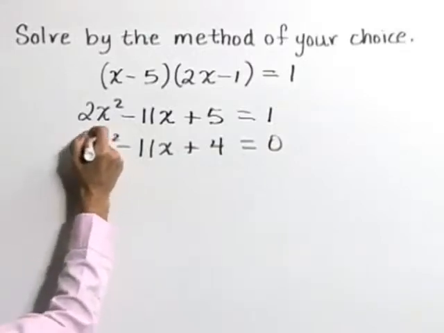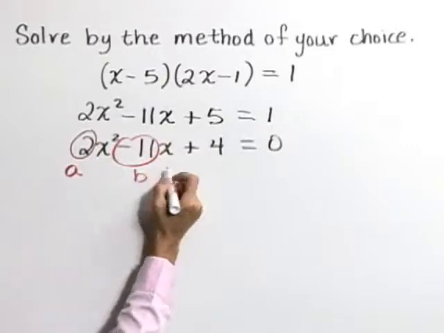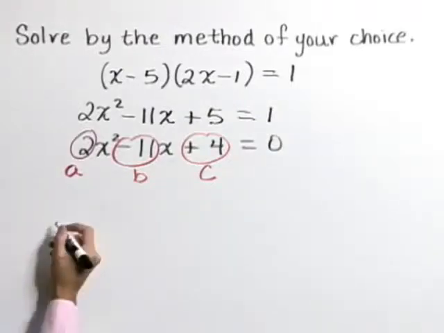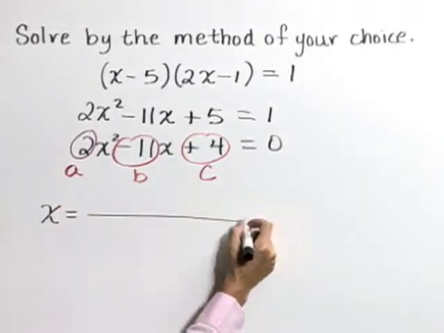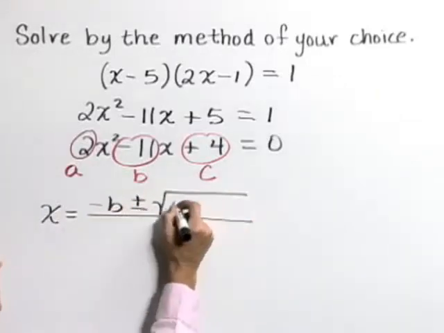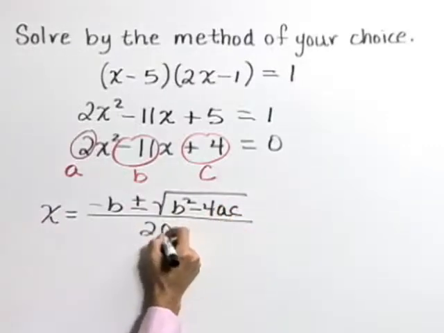So let's identify our values for a, b, and c. Write your quadratic formula next. x is equal to negative b plus or minus the square root of b squared minus 4ac, all over 2a.